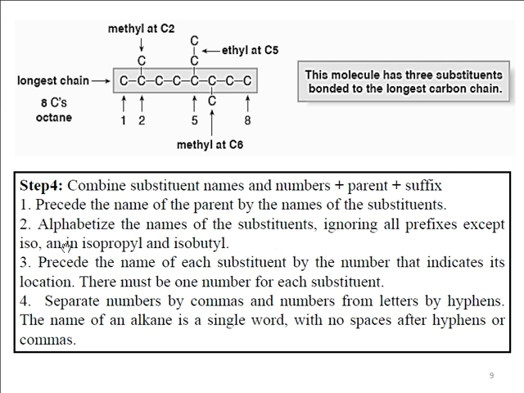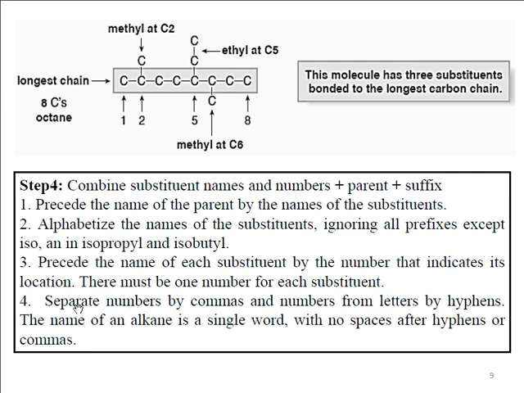And I will give you an example for this. That means the iso, the I, will be taken for alphabetical order. But if you have tertiary or secondary, it will not enter the alphabetical ordering. Precede the name of each substituent by the number that indicates its location. That means for every substituent the number is important, and there must be one number for each substituent. For every substituent there is just one number.